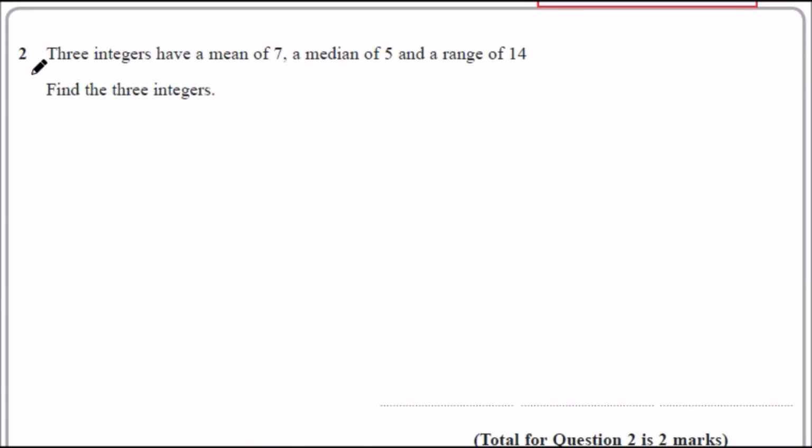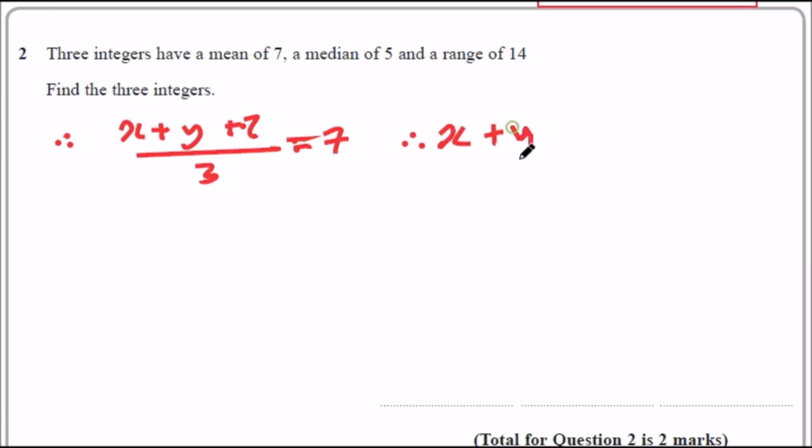Okay, question 2. So 3 integers have a mean of 7, a median of 5, and a range of 14. Find the 3 integers. So let's suppose we give these integers a name, yeah? Let's say for the mean, firstly, we can say that let x, y, and z be integers. So we can say that if we added x, y, and z and divided it by 3, we should get a mean of 7. So this is an equal sign. So therefore, times by 3, then we have x plus y plus z must equal 7 times 3, which is 21. So that's the first equation.